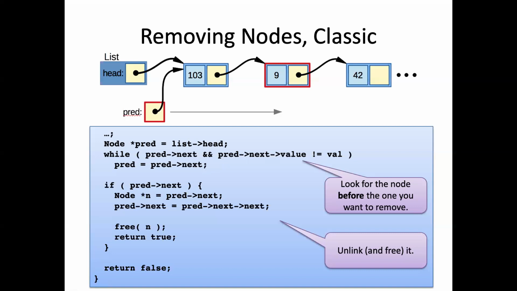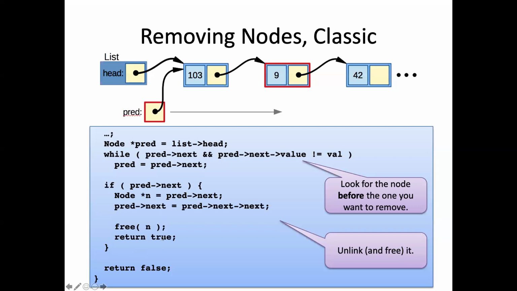If we fell off the end of the list, then there's nothing to remove. But if we stopped before we hit the end of the list, then it must be because we found the predecessor to the node we want to remove. And that's what this condition is doing. If there's a node after the predecessor, you must have stopped because you found the predecessor of the node you wanted to remove.